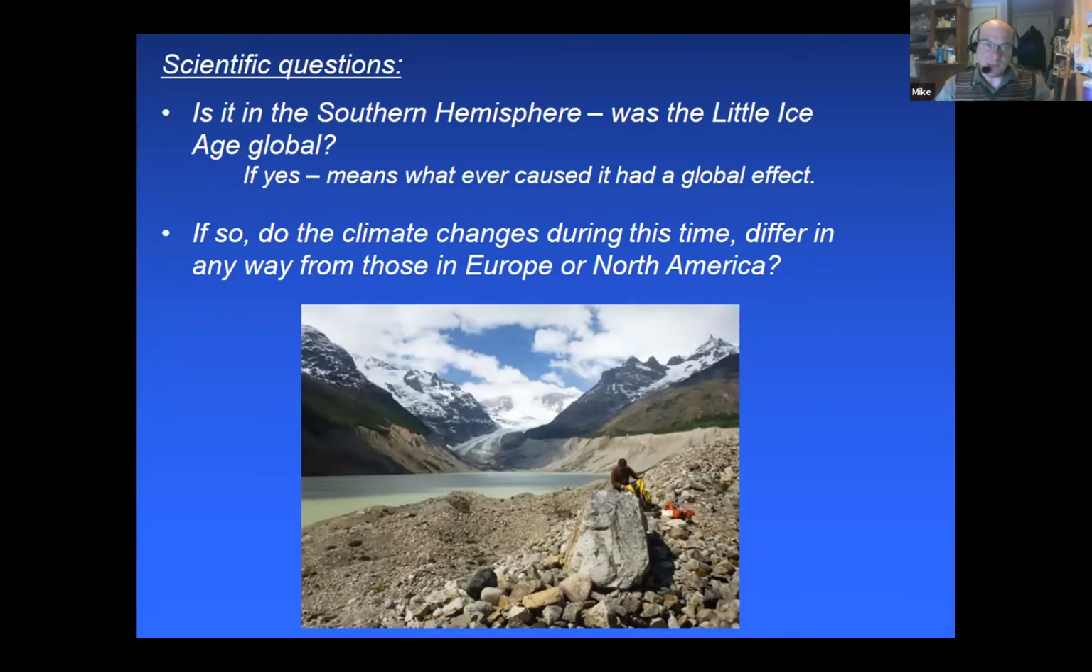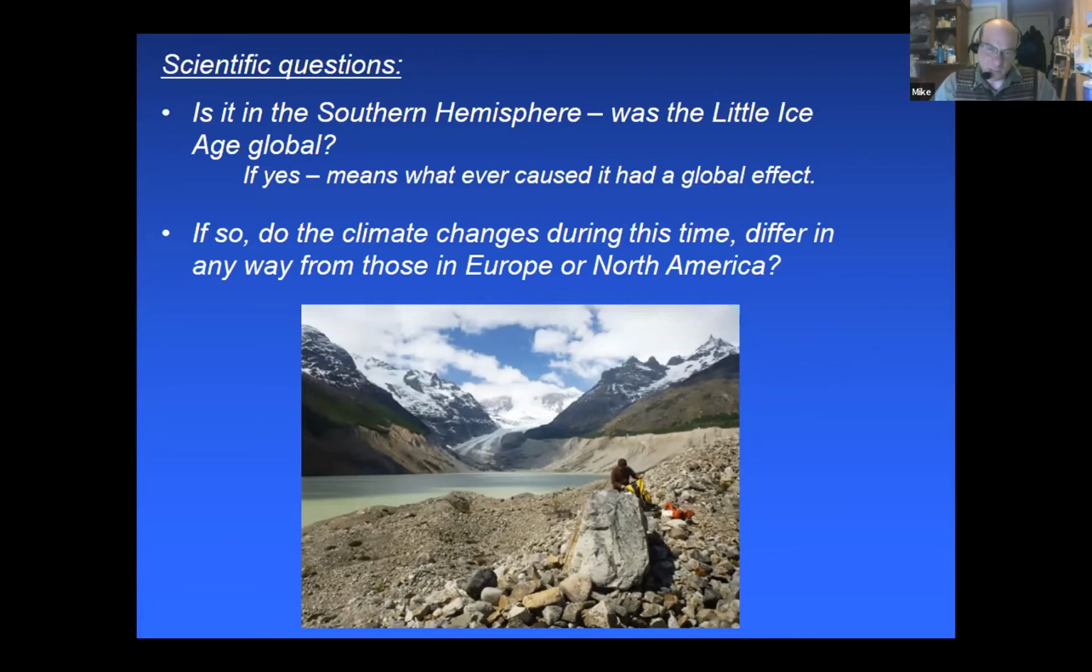Whereas if the whole globe was colder for several centuries in the 1700s, in South America, at the same time as people were ice skating on the Thames River in London, this would mean whatever caused the Earth to have a cold period, this would allow us to focus in on what could have been the causes. It had to have this global effect, not just in North America and Europe. And also, how do the climate changes differ between these different parts of the globe?